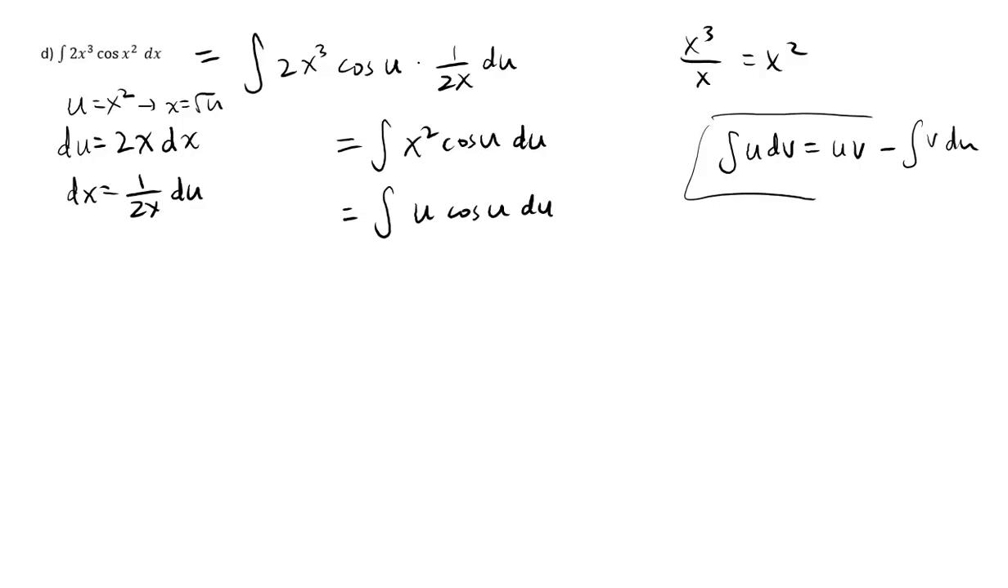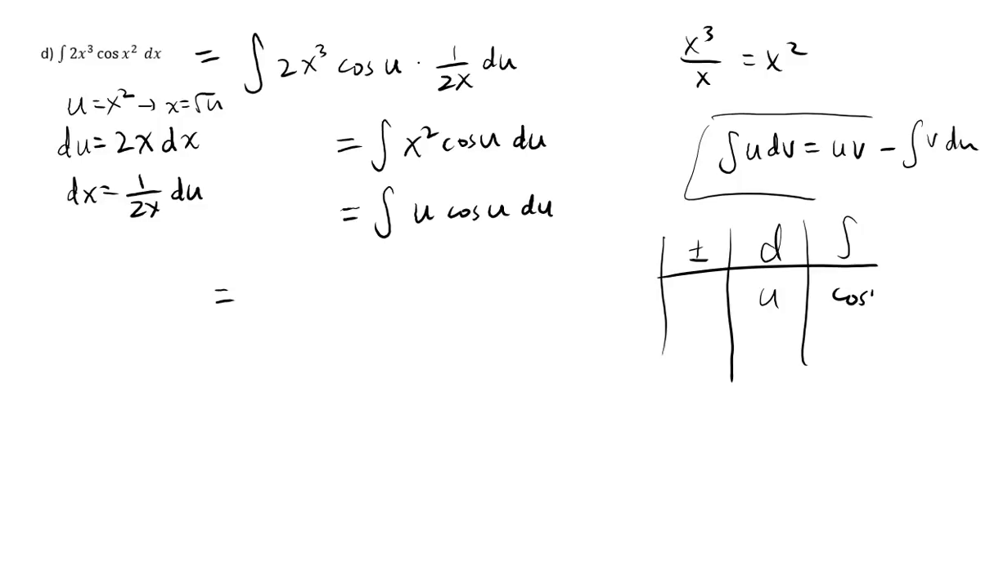I'd rather do tabular. So if you know your integration by parts, fine, go ahead and try to get the same result as I did. But for me, I'll just use tabular. Okay. So we have plus, minus, plus. For the integral of u cosine of u, u differentiates to 1, 1 differentiates to 0, and cosine of u integrates to sine of u, which integrates to negative cosine of u.